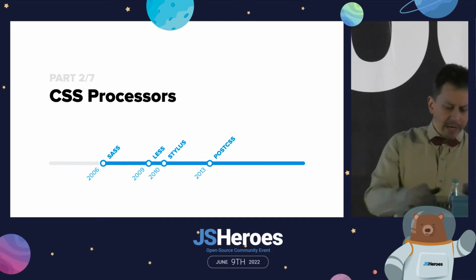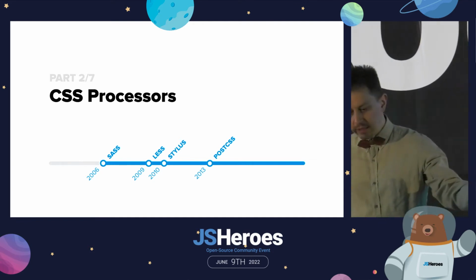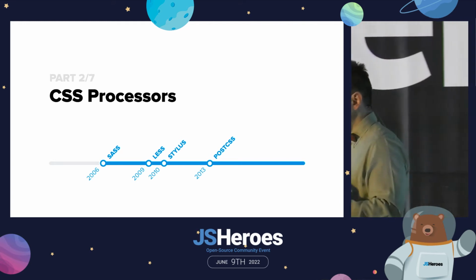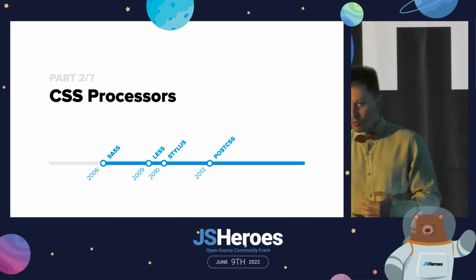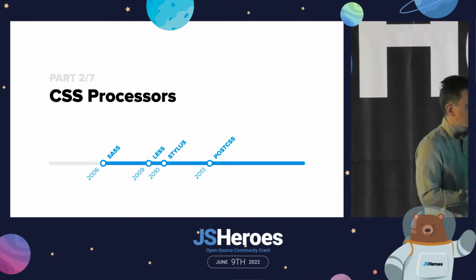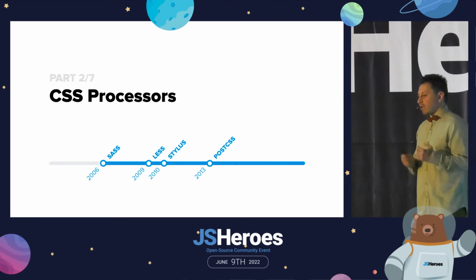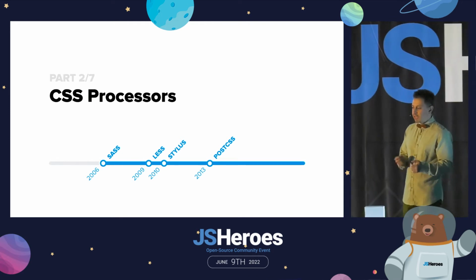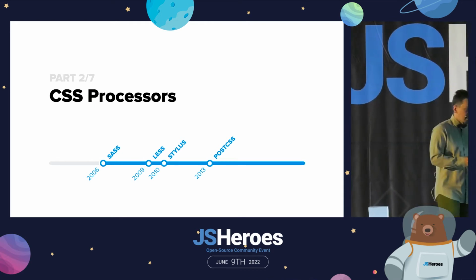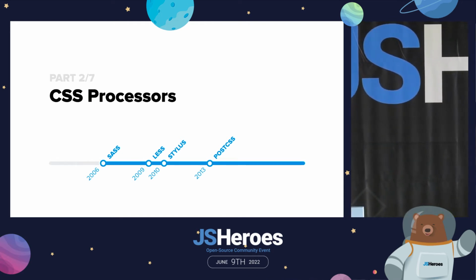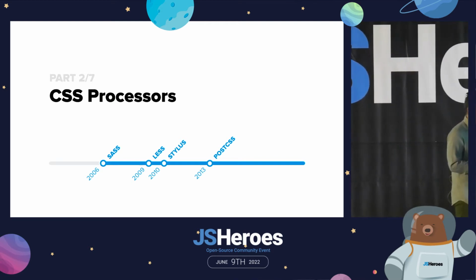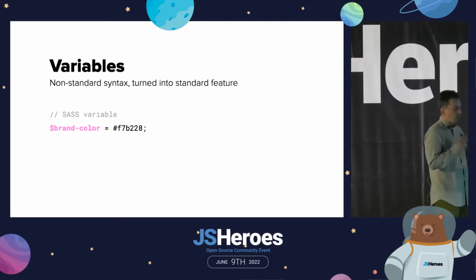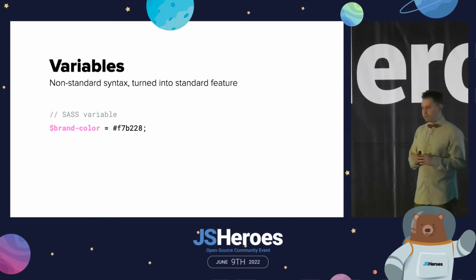Therefore, we needed some way to automate this manual process of maintaining style sheets. We needed some tools, and the first generation of tools were the CSS processors. Some of the popular ones, probably you know, are Sass, Less, Stylus, and PostCSS. Now they introduced so many useful features, but I would like to talk about two of them in particular.